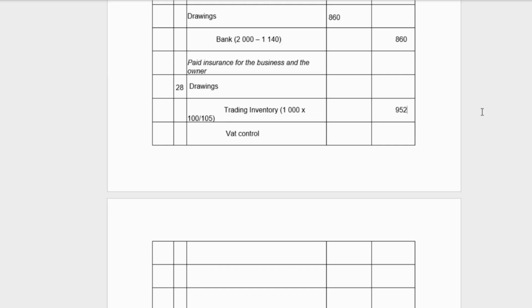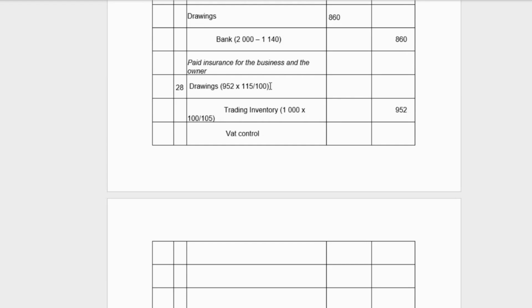Therefore, I have to account for VAT. Remember, this amount excludes VAT, and drawings must include VAT, and I have to account for VAT as well. So here I've got an amount that excludes VAT. So when I calculate my drawings, I'm going to open brackets and say 952 multiplied by 115 divided by 100, because now I'm looking for 115 out of 100, right? So how much is your drawings right there?